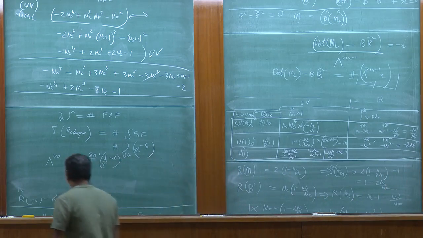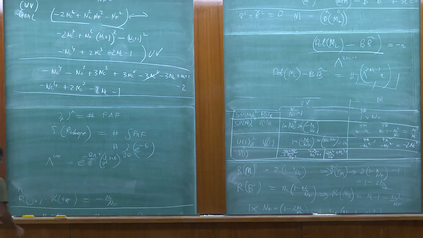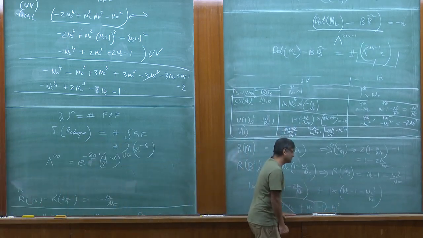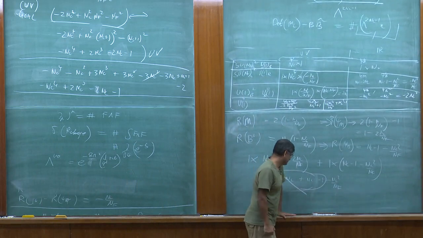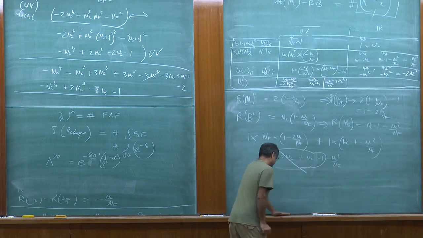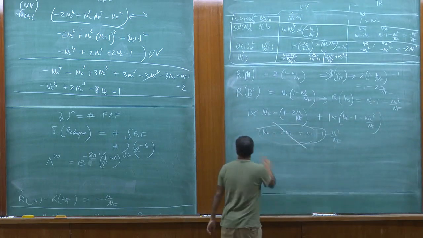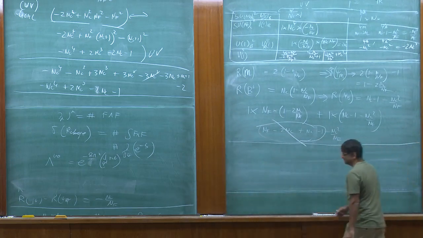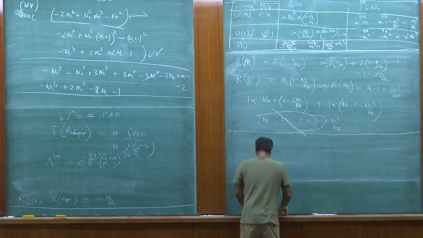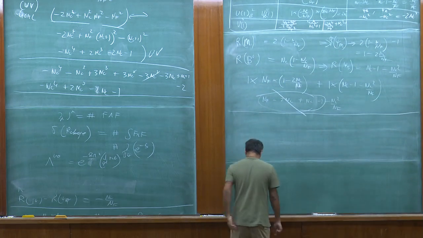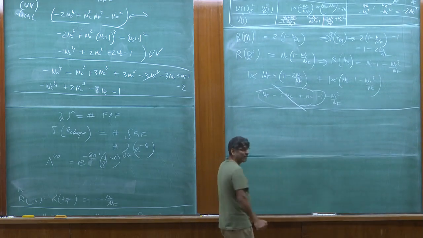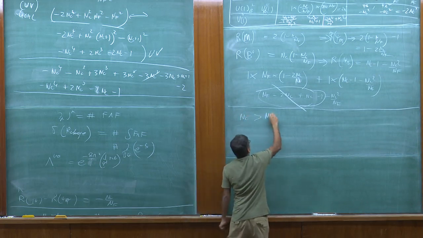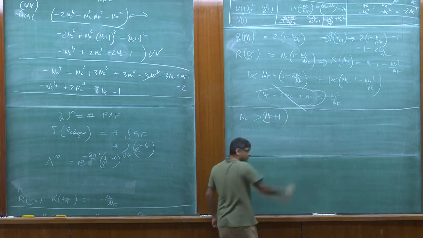Perfect. So let's move on. Now let's look at NC greater than NF plus 1. What's the deal here?